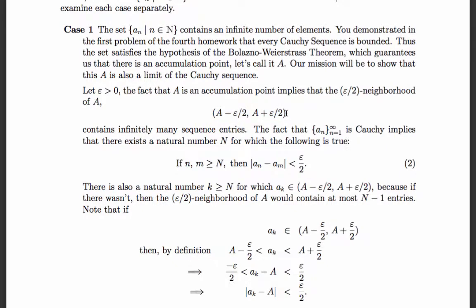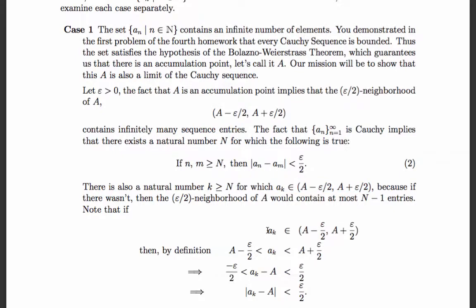All right. But of course we know it contains an infinite number. So there's got to be at least one, in fact there's an infinite number of a_k values whose indices are greater than N. And let a_k just be one of those values. Right? It's in there. It's in the half epsilon neighborhood of A.